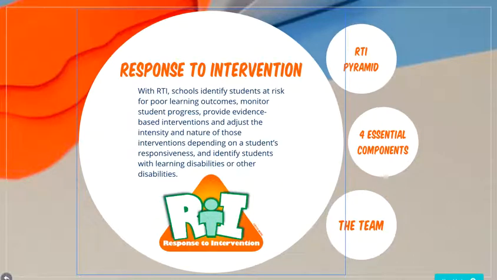Using response to intervention will help students identify individual needs in the classroom. With RTI, schools identify students at risk for poor learning outcomes, monitor student progress, provide evidence-based interventions, and adjust the intensity and nature of those interventions depending on a student's responsiveness, and identify students with learning disabilities or other disabilities.